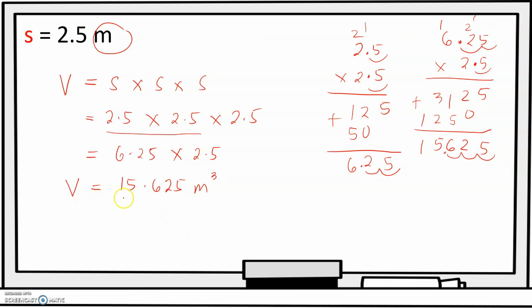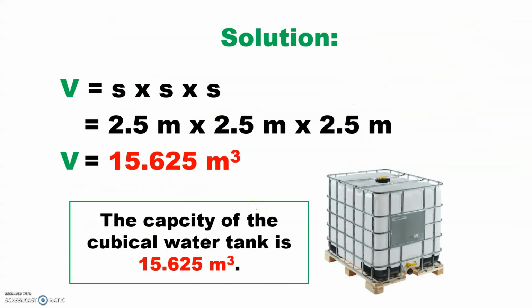So volume is equal to 15.625 cubic meters. You can also write it in words like 15.625 cubic meters. So again, the capacity of the cubical water tank is 15.625 cubic meters.